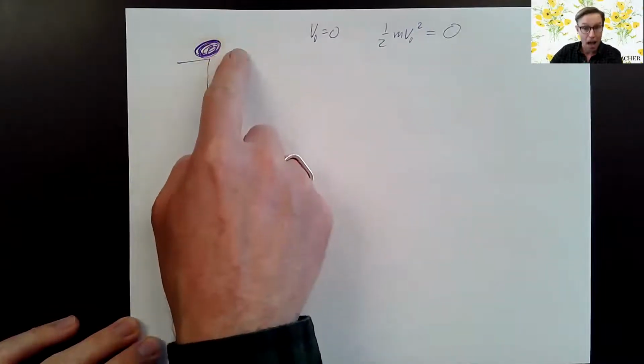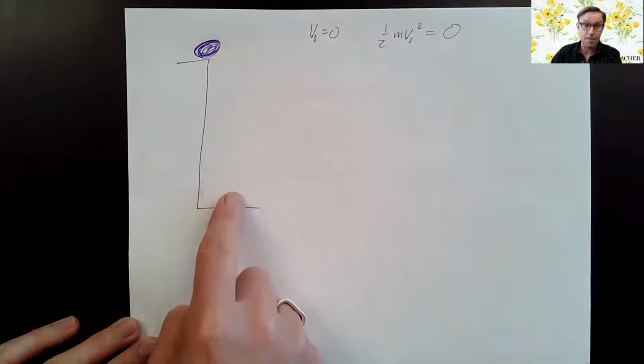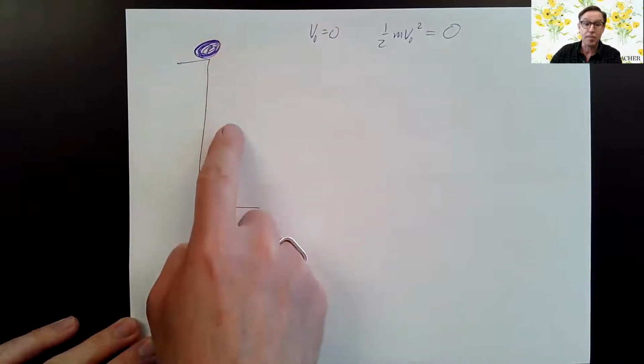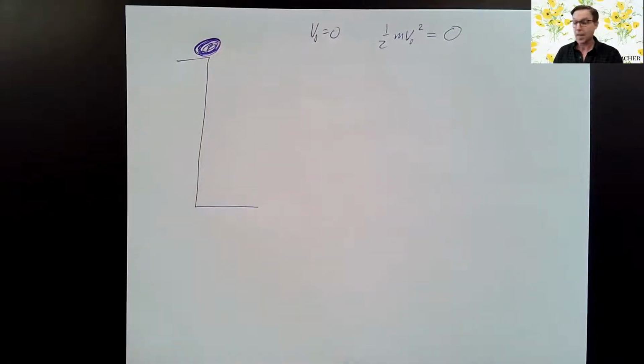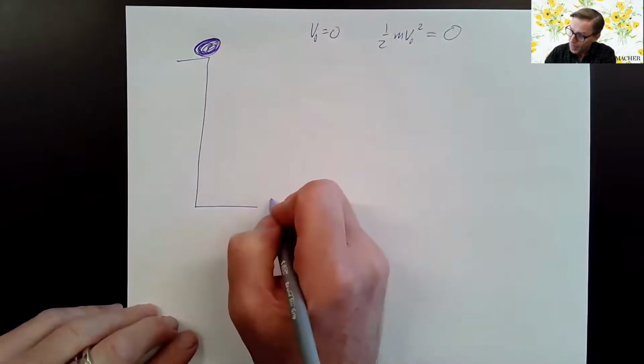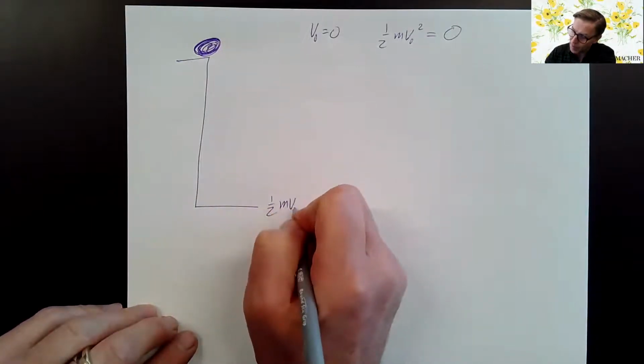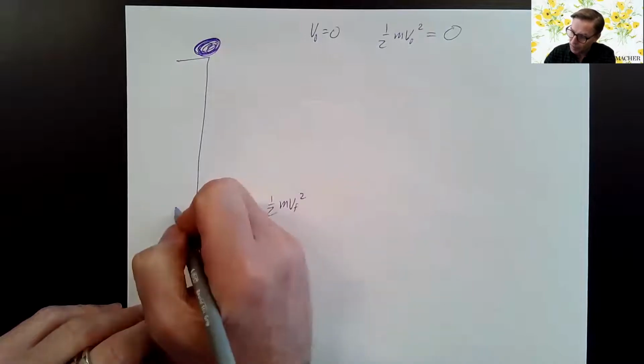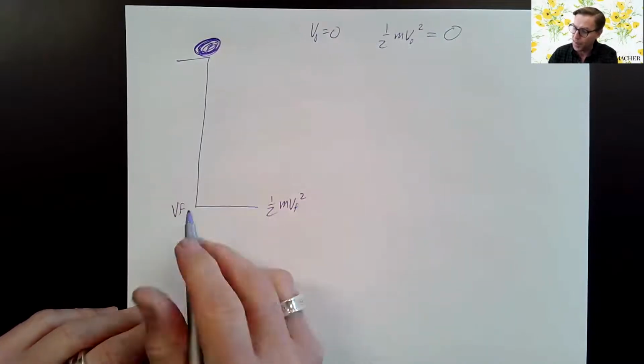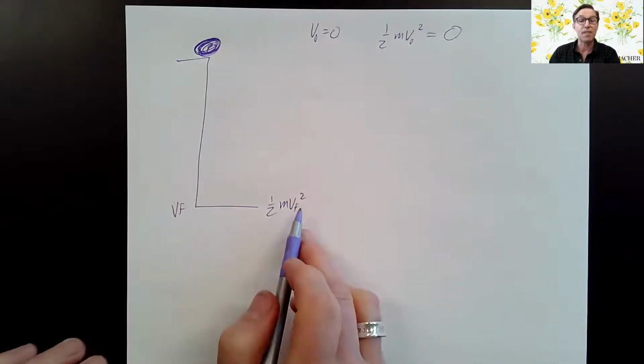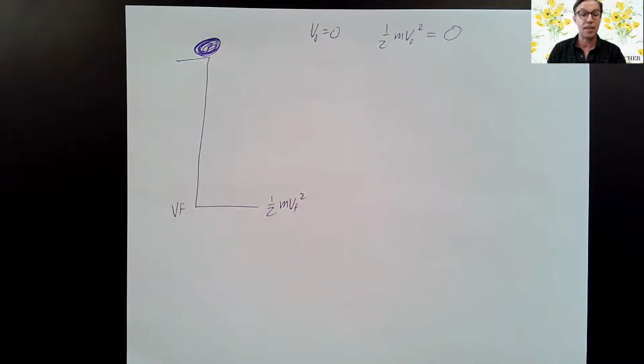It's going to go faster, it's going to speed up, and its kinetic energy is going to get bigger. So what we might be interested in is 1/2 m v final squared. We might be interested in v final, what's the final speed, but we also might be interested in what's the final energy, 1/2 m v final squared.